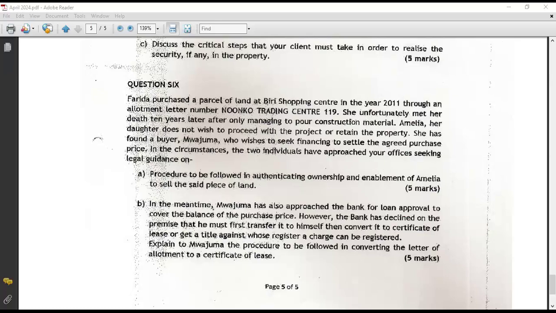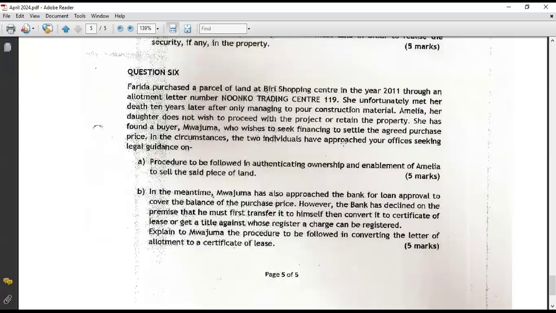Then you also say that because this letter of allotment is in mother's name, and she has died, he needs to petition the court for letters of administration, to get a grant, so that the title can pass to her. Yeah. Are we together? Yes, Mwalimu. So that was the answer. So we go to the next question.